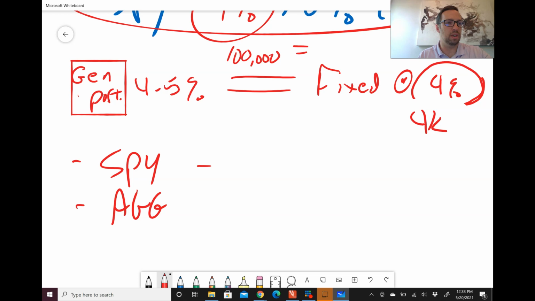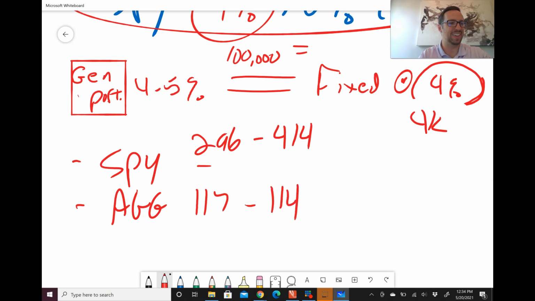SPY, so I'm looking here today, this is May 20th. A year ago, May 20th, SPY was at 296. Today, it's at 414. Okay, so that's a huge spread. Let's look at AG real quick. AG a year ago today was at 117, and today it's at 114.